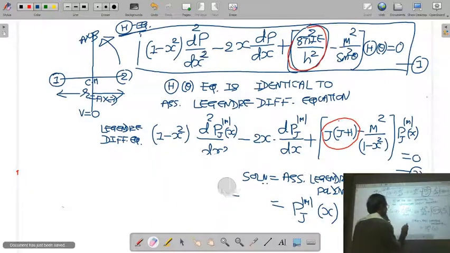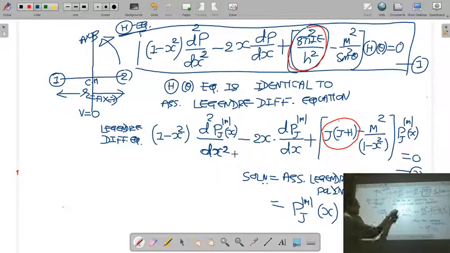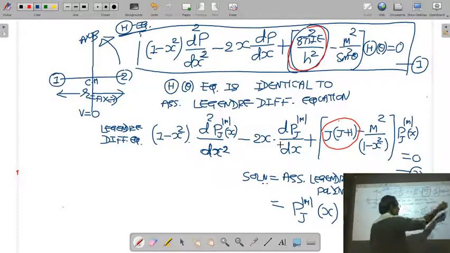Okay, now if you compare our theta equation with the Legendre equation, you will come to know that the first term is exactly the same, the middle term is exactly the same, and the last term will be the same because sin square theta is nothing but 1 minus cos square theta, that is 1 minus x square. For the last term, we have taken 8 pi square I upon h square is equal to J into J plus 1.